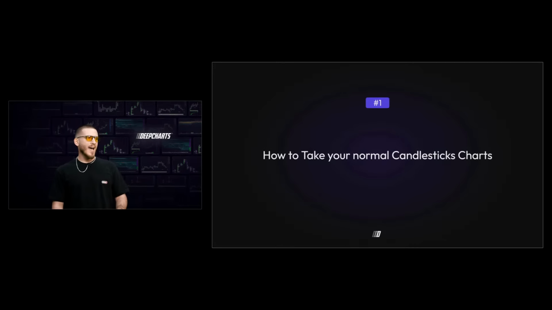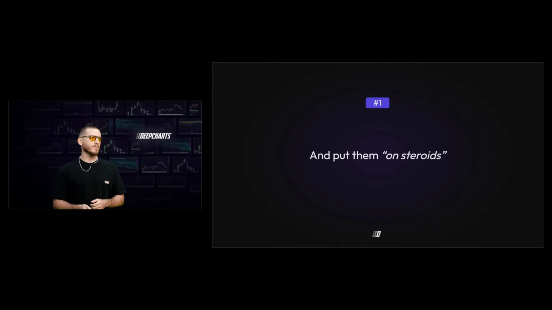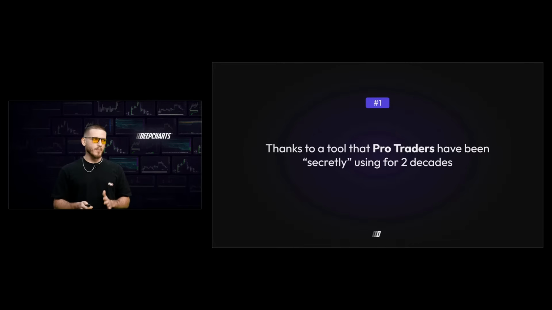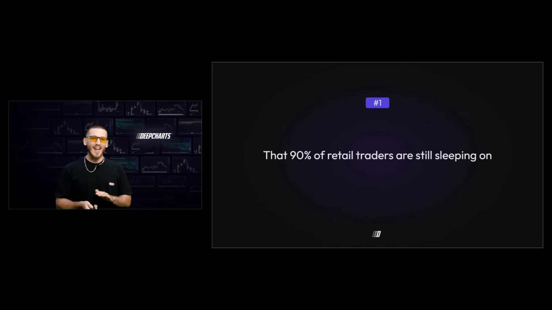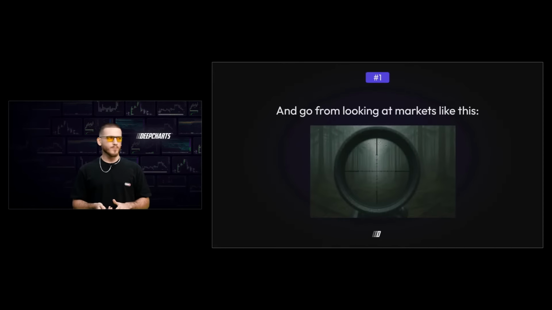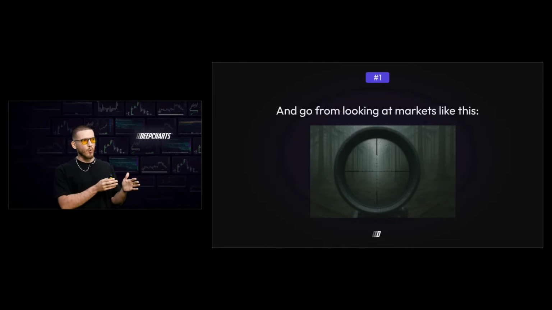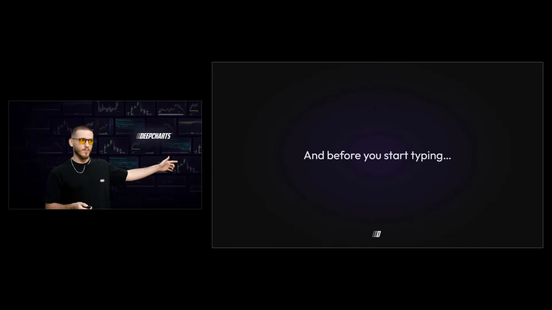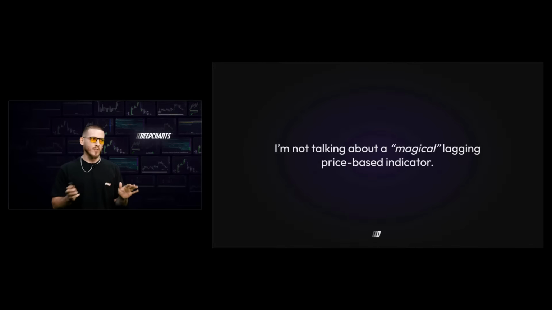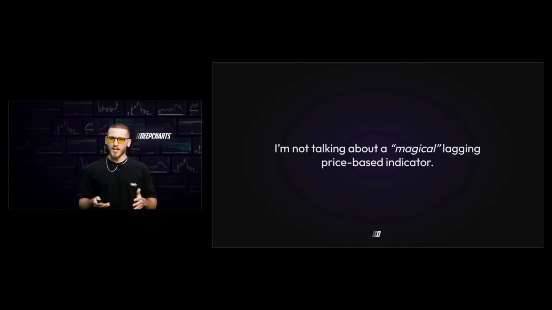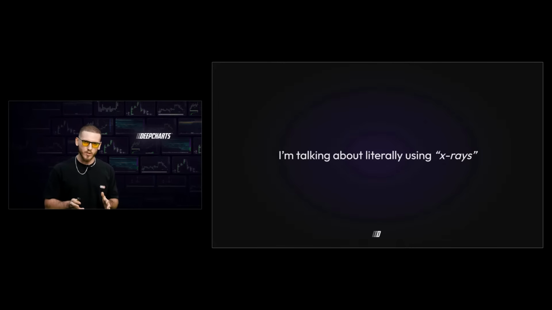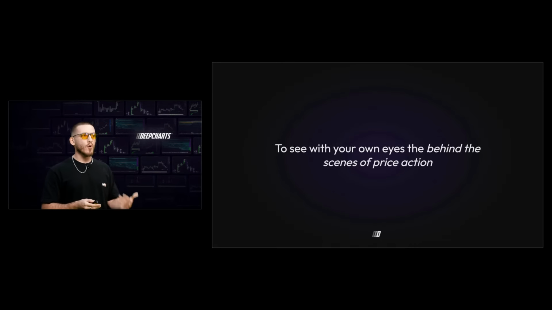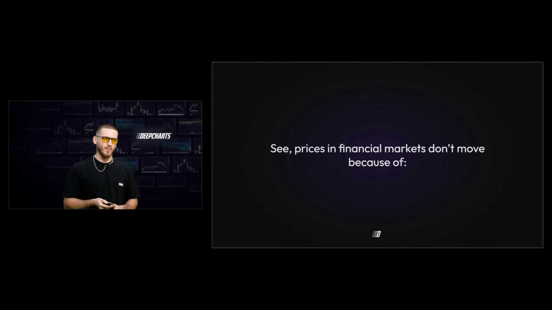Number 1, how to take your normal candlestick charts and put them, quote unquote, on steroids, thanks to a tool that pro traders have been secretly using for the last 2 decades, that 90% of traders are still sleeping on. And basically go from looking at markets like this to this. And before you start typing, I'm not talking about a magical lagging indicator, price-based. I'm talking about literally using X-rays to see with your own eyes the behind the scenes of price action.